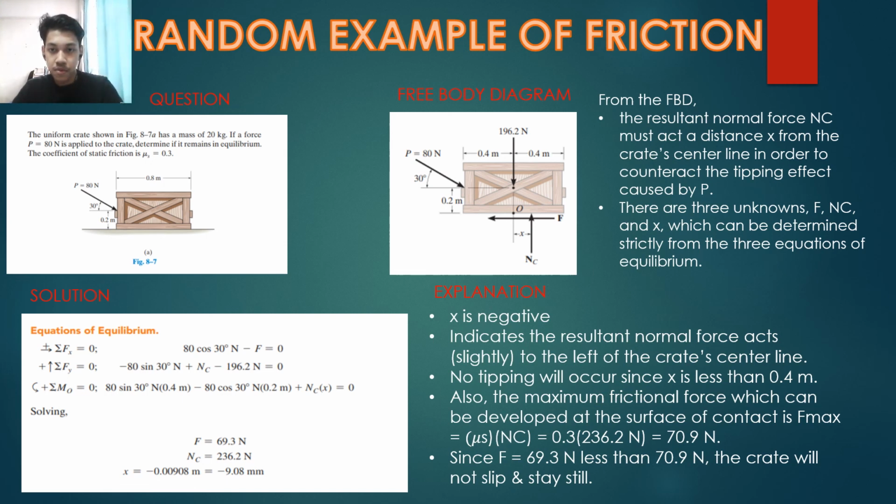Also, the maximum friction force that can develop at the contact surface of the crate is F equal to the coefficient of static friction times the normal force. Then the maximum we got is 70.9 Newton, but the F we got here is 69.3, which is less than 70.9 Newton. So we can conclude that the crate will not slip and it will stay still, or it will stay in equilibrium.